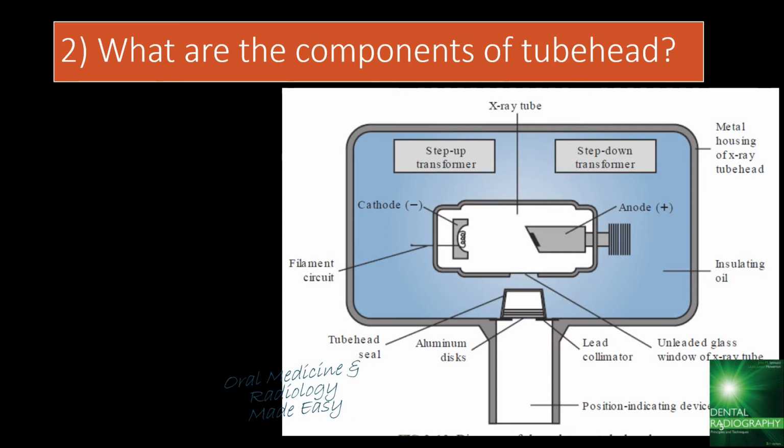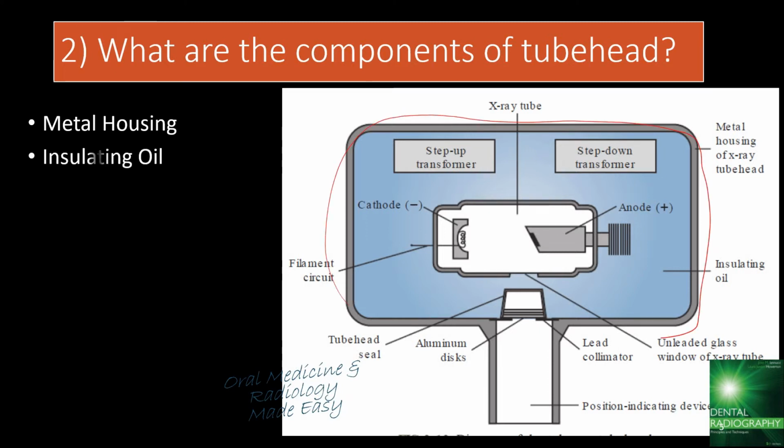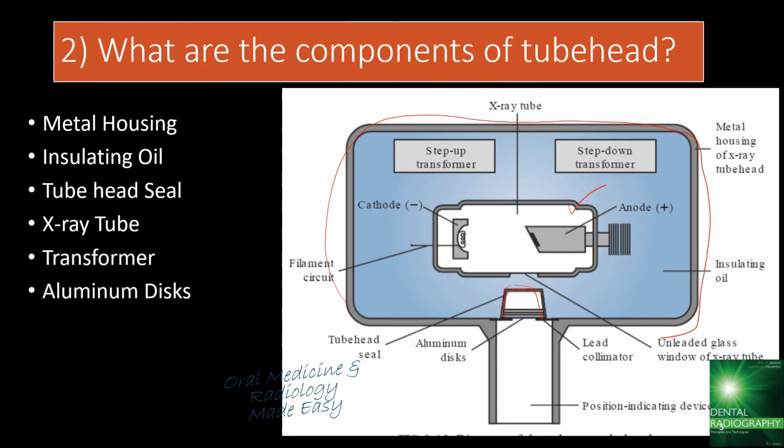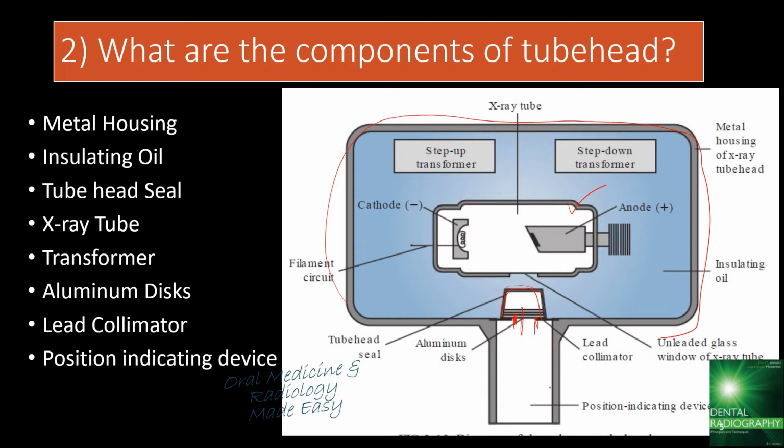What are the components of tube head? Tube head consists of a metal housing, inside which we have the insulating oil, tube head seal, X-ray tube, transformer, aluminum disc which acts as filter. Then there is a lead collimator which limits the size of the X-rays and position indicating device. These are the components of tube head.